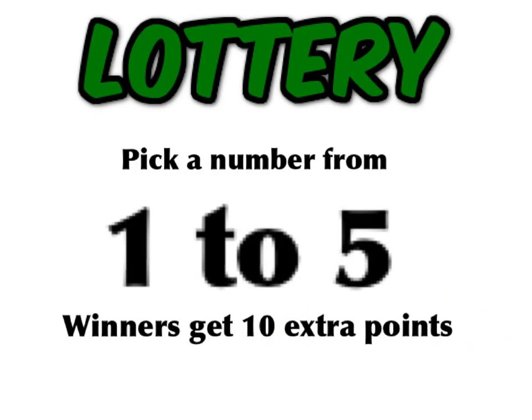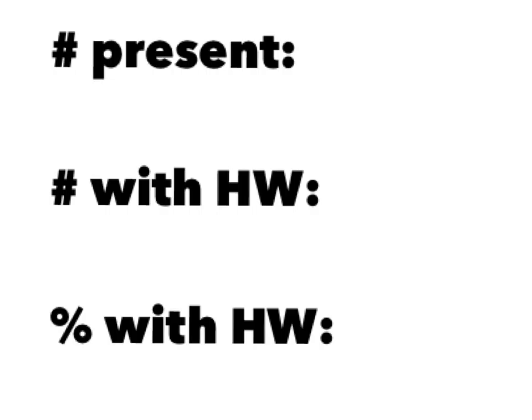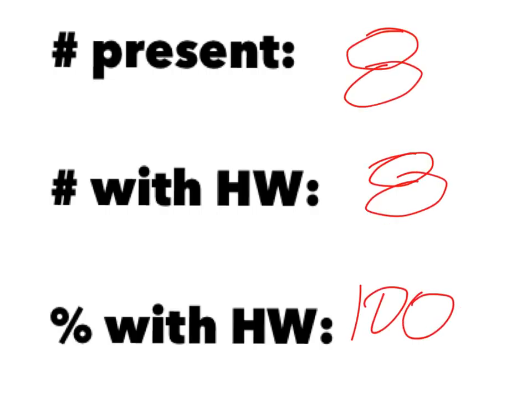Pick a number from 1 to 5. The winning number is 2. If you have all your work shown for all the problems on the homework, then you can bring it up now. So 8 present, 8 with homework, that is 100%. Very good.